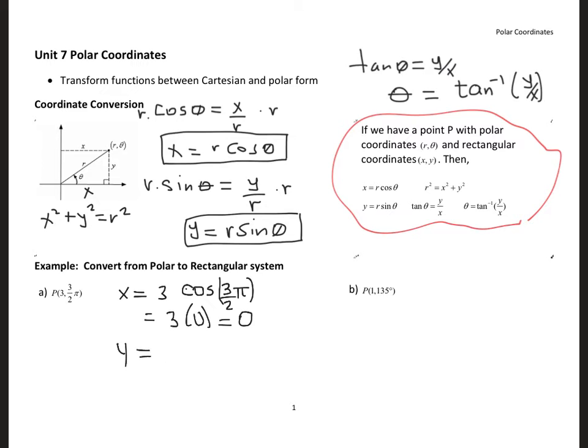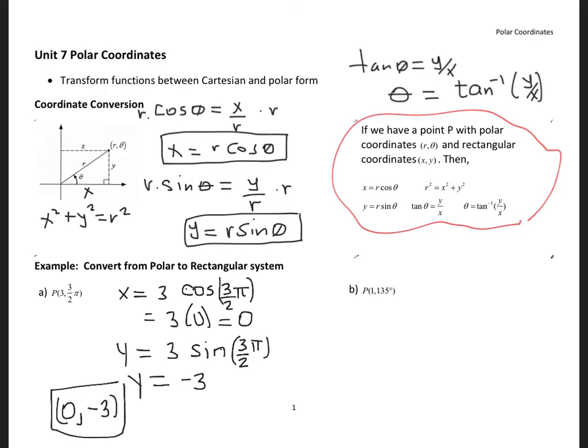So to get y, I'm going to do r sine of, so 3 and sine of the same angle, 3 over 2 pi. So what is sine of 270 degrees? It's going to be -1, so that becomes -3. So the coordinates are going to be 0, -3. So those are the coordinates in rectangular form.